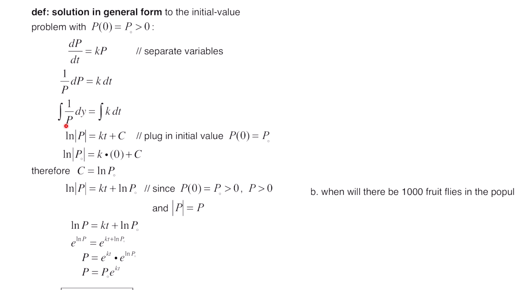Over here when you integrate this, you get ln absolute value of P. Over here we're integrating k with respect to t. So k is a constant, and the integral of a constant with respect to t is going to be k times t. And then we add our arbitrary constant C.